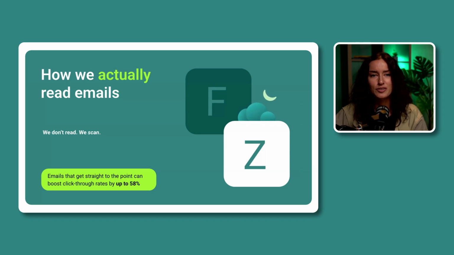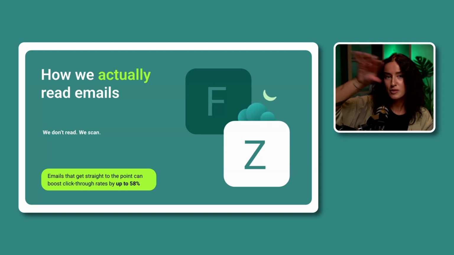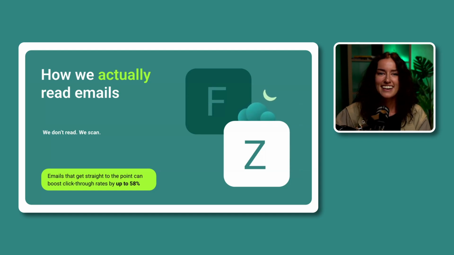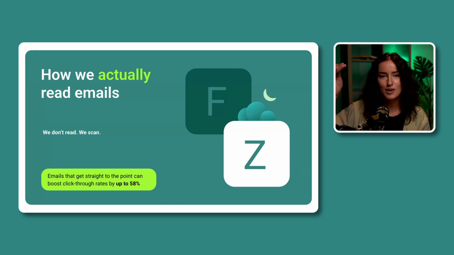So people usually don't read, they scan, and their eyes move in patterns, usually in an F shape or Z shape across the screen. But what does that mean to you? It means that you need to make the important stuff impossible to miss. Put your key message at the top. Use a bold headline. Add a strong image.